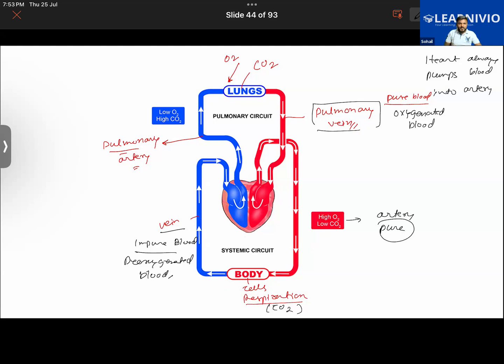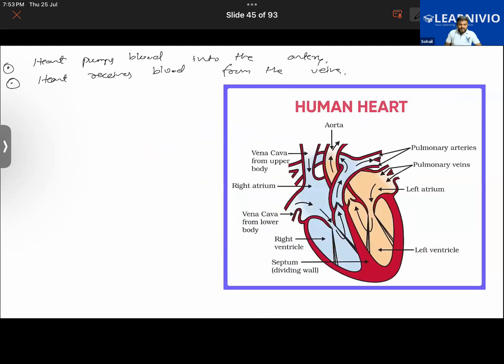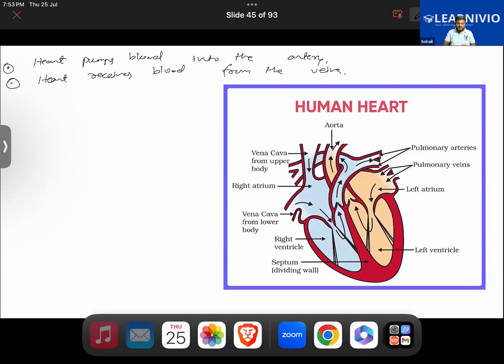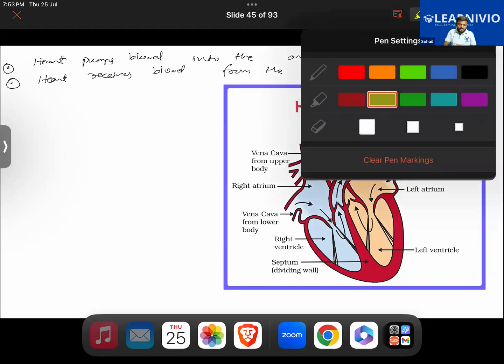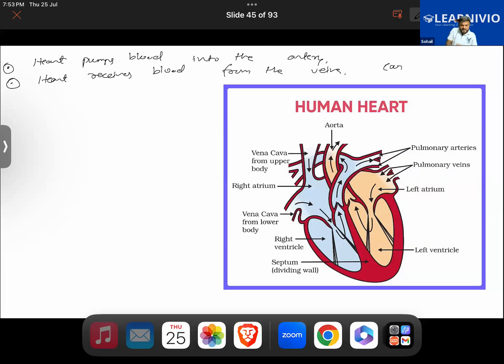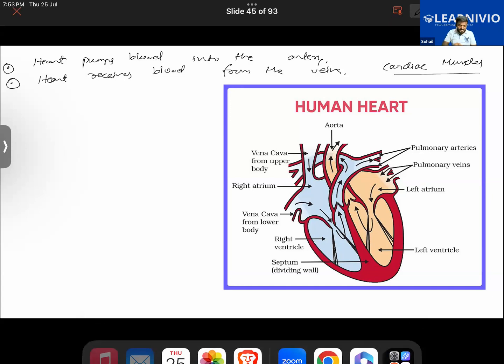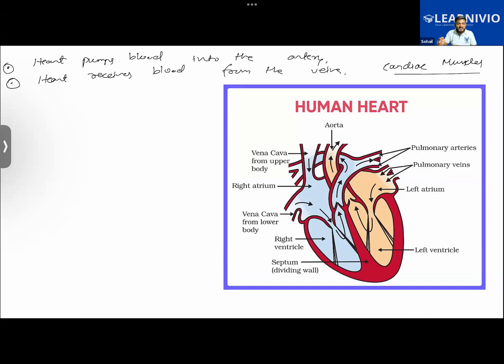Okay, we'll be learning about the structure of the heart. I want all of you to just have a general look at this. First of all, our heart is a muscular organ and it is made up of a special type of muscles called cardiac muscles. Many times you would have heard that a person suffered from cardiac arrest, or a heart attack. Anyways, the muscles of the heart are called cardiac muscles.